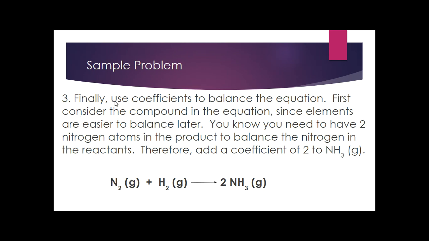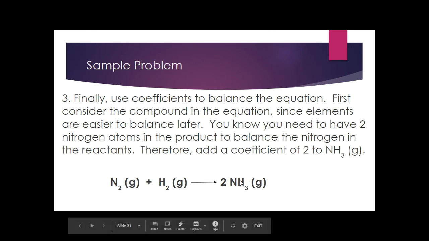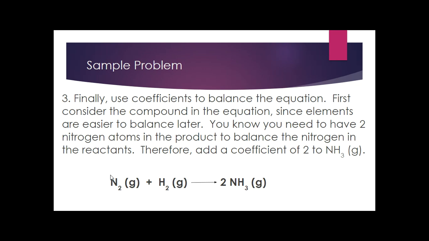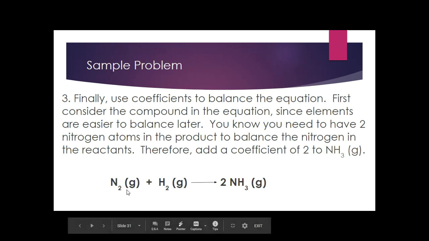Well, finally, we use coefficients to balance the equation. First, consider the compounds in the equation. Elements are easier to balance later, meaning single elements. So here's a compound, right? We have two elements together. The single elements are a lot easier to do later, and so we save them for last. You need to have two nitrogen atoms in the reactant side because we have two nitrogens in the product here.